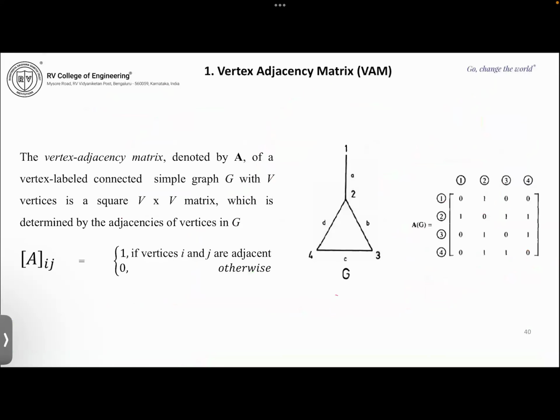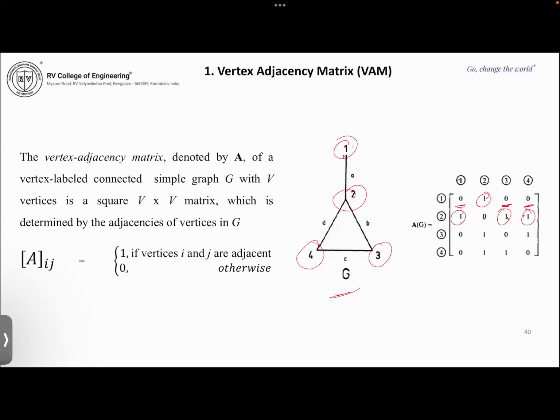So this is another example for vertex adjacency matrix. You can see here this is the representation 1 and 1, this is 1 and 1, 0. 1 and 2 are adjacent, and 1 and 3 are not adjacent, and 1 and 4 are not adjacent, so therefore it is 0. Similarly, 1 0 1 1. 2 is adjacent to 1, 4, and 3. So therefore it is having 1 1 1 in the matrix.